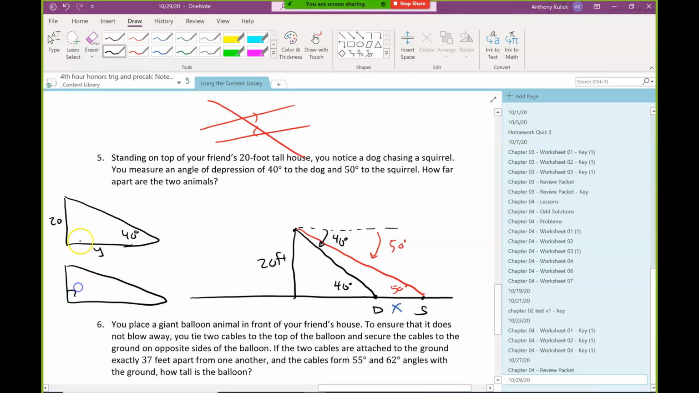And then I have this one. That's 20 and 50, and I'll call this side z, where this is the dog, and this is the squirrel. The relationship between y and z and x is that x is equal to z minus y, right? So all I need to do is use tangent to solve for y and z separately, and then I can subtract and define that side x. Does that feel okay, Leah? Is that enough to finish it up for you?